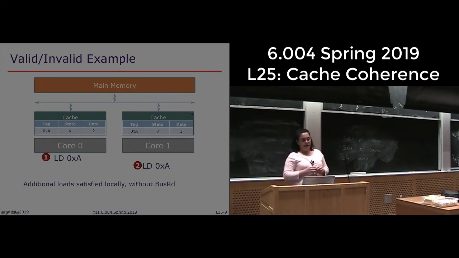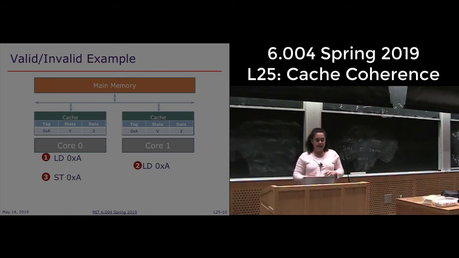So now, if either one of these caches does an additional load of address A, at this point we don't need to issue any additional bus commands, right? We can just service the load request directly from the cache, because we have a valid value in our cache. We can just respond with it. Okay, so now let's continue this, and let's say that core 0 comes along and it wants to do a store to address A. So what did we say has to happen if we're going to do a store? Yep. Issue a bus write.